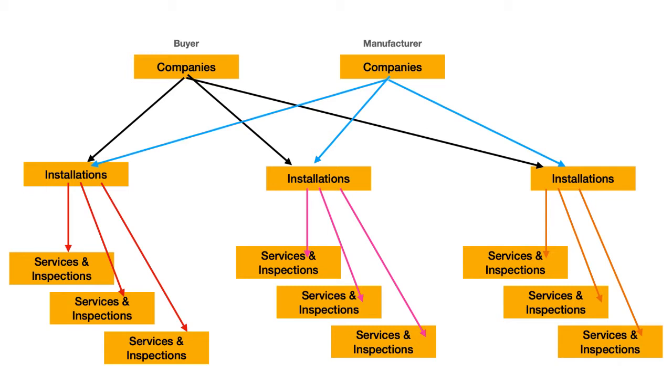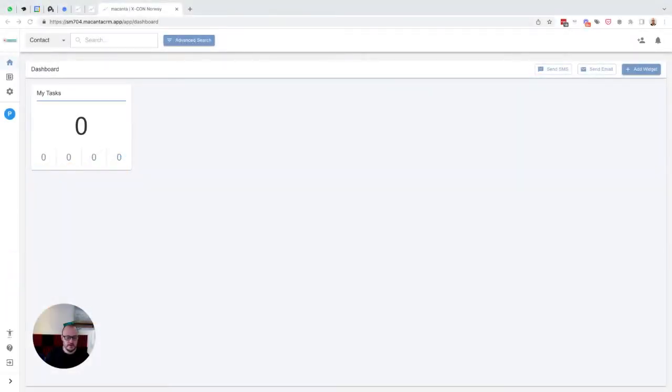And then, of course, if you remember from the previous slide, all the relationships map over to this as well. So it can very quickly become a bit of a spider's web for that. So let's jump into Macanta and we'll go and have a look at that.